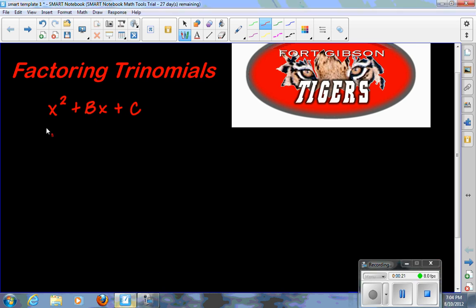So in other words, it could look like this. Maybe an x squared plus 5x plus 6 or something. So this is a trinomial that looks like this pattern. There's a number here and a number here. Okay, these are pretty easy to factor if you just consider one thing.